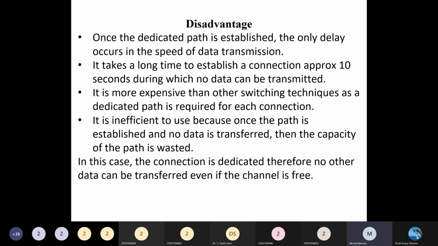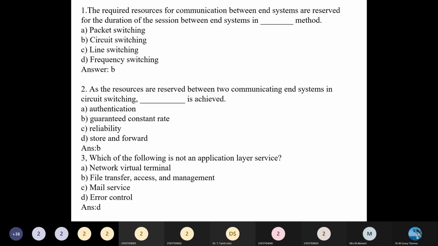So once the decided path is established, the delay occurs in the speed of the data transmission. So this is the disadvantage, because once the connection is established, the resources are shared among the connections. So after that, when making a new connection, it has to wait. So this is the disadvantage. So also efficiency decreases and the delay time is increased. Okay, so these are the total disadvantages of the circuit switched network.